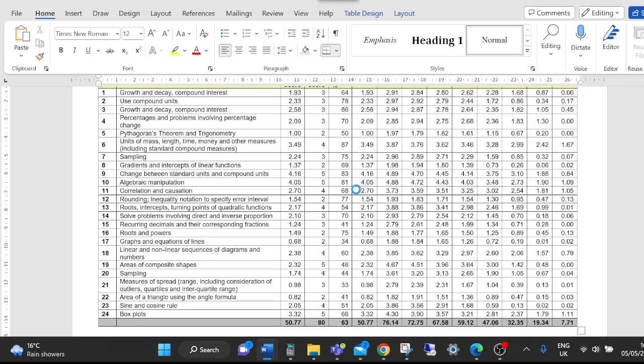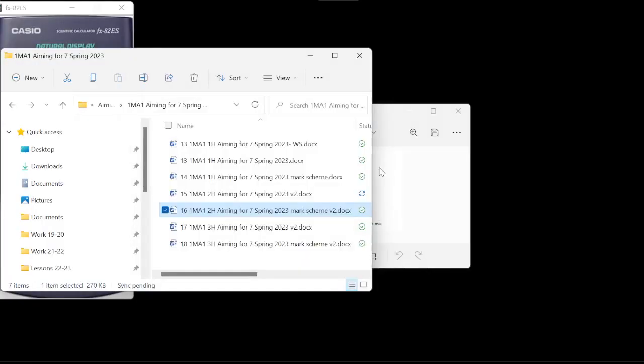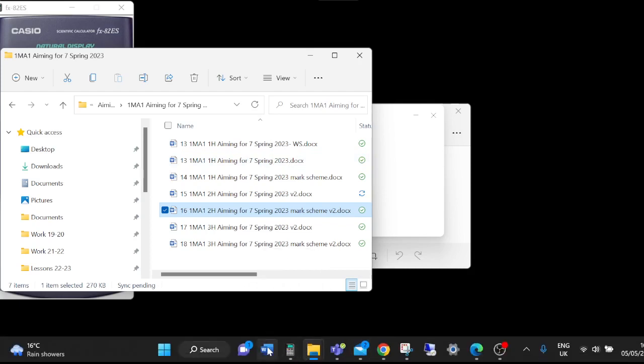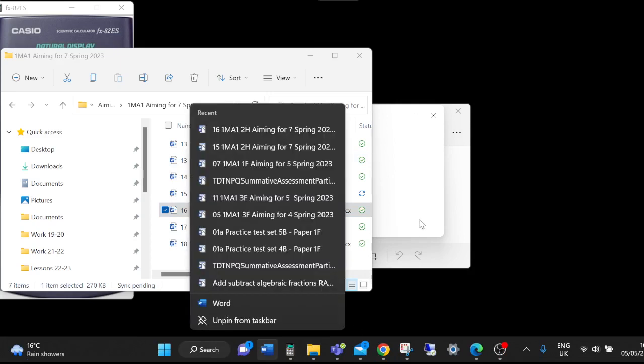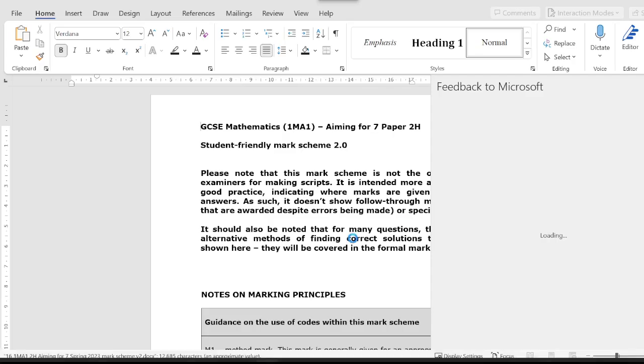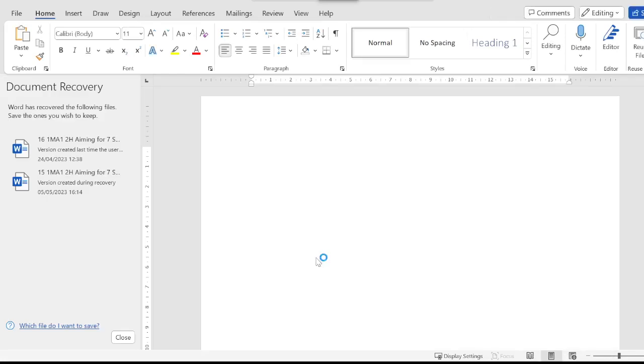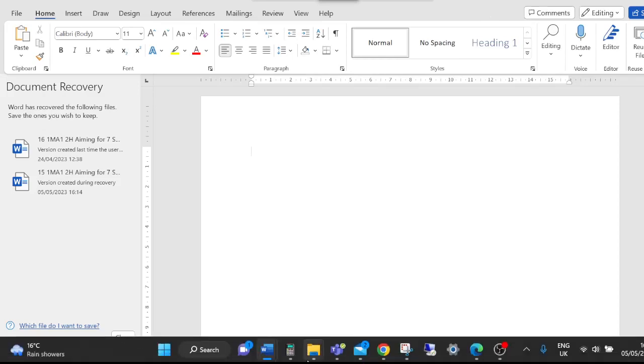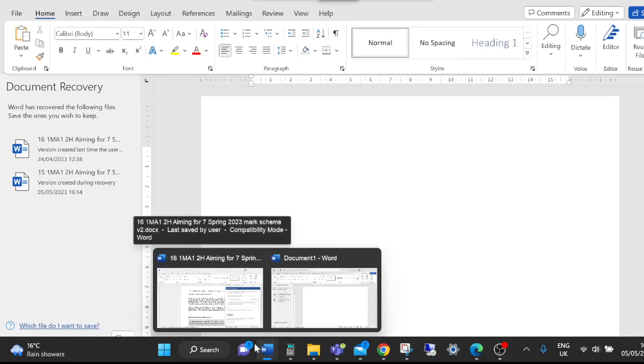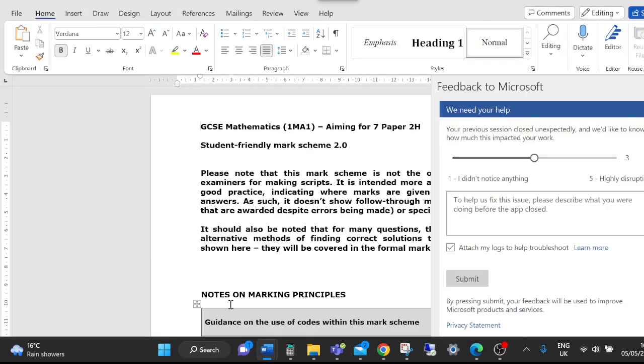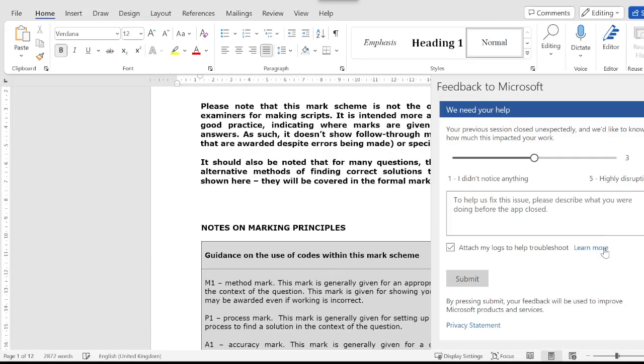There are suggested grade boundaries for this paper, but as it's not gone through a full round, I wouldn't really be able to put much faith in the mark scheme. So it's just shut down. I've got too many programs open. It's trying to start back up. Is it gonna? There we go. So it has opened back up.